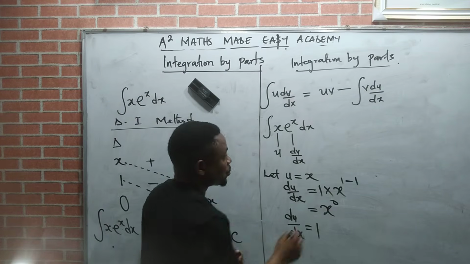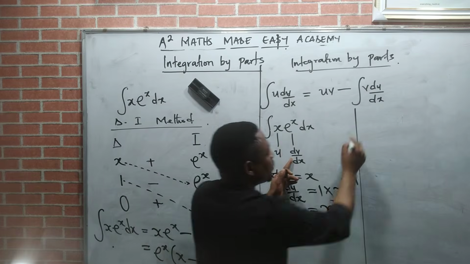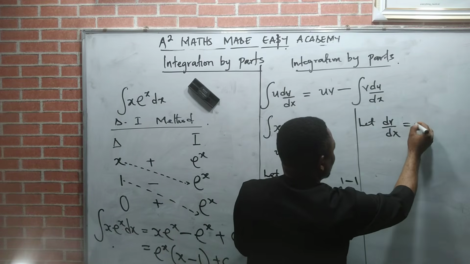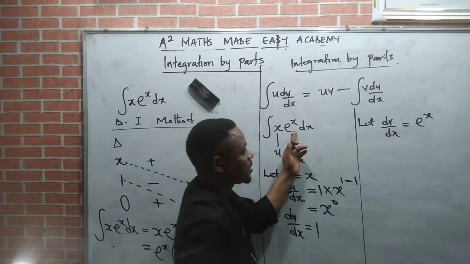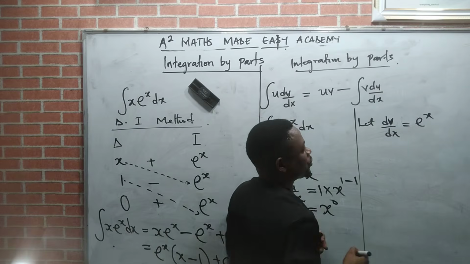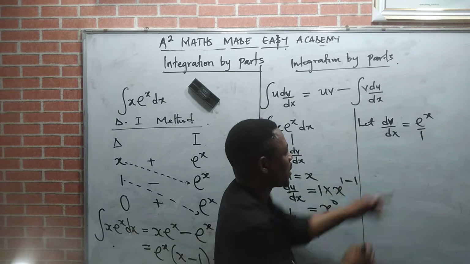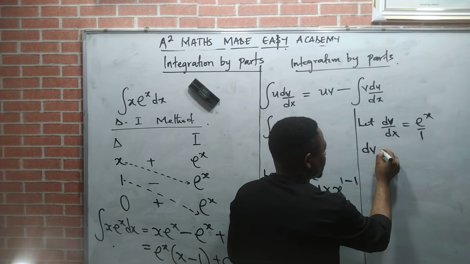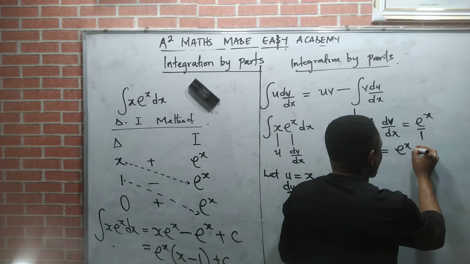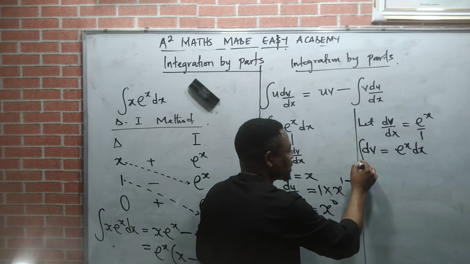Are you there now? So next one is to move with the second one. What do we say is the second one? We now say let the dv over dx be equal to exponential x. Are you there? Our target now is to cross multiply. Call this over 1. dv times 1 will give us dv. Then equal to the 1 times exponential x will give us exponential x dx. After that, we now integrate both sides of the equation.